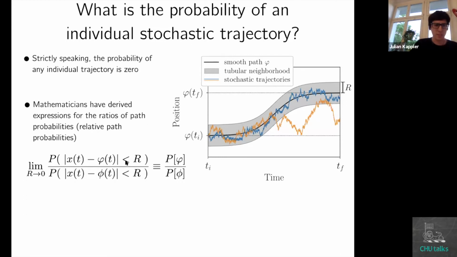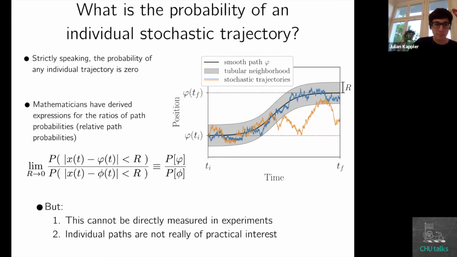Does this make sense? One problem we had with this is that it cannot be measured in experiment, because what you have at the end is 0 divided by 0, and the probability of this path is 0 in the end. So how do you verify that what you did makes sense? Of course, it's a mathematical proof, but is it physical? Is this really the ratio of actual physical path probabilities?